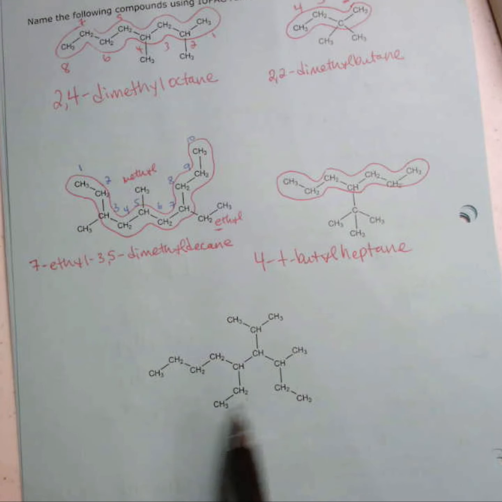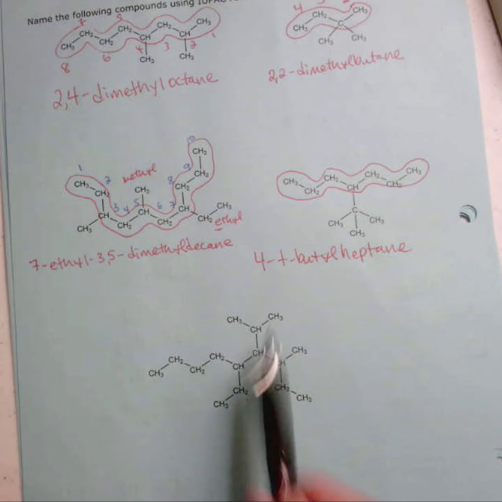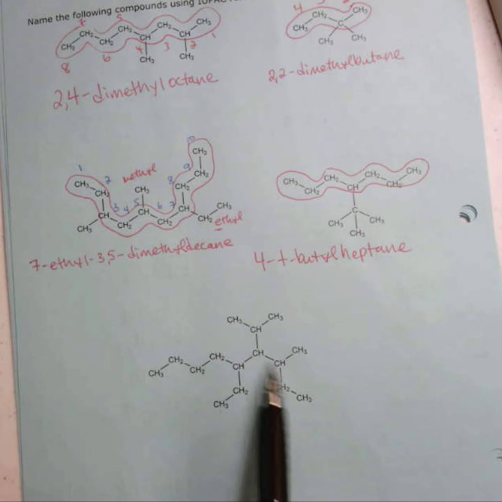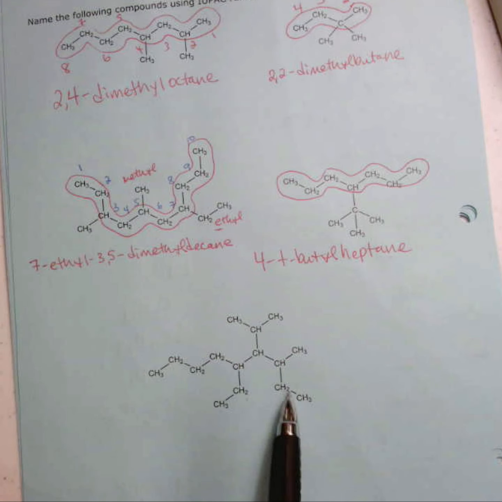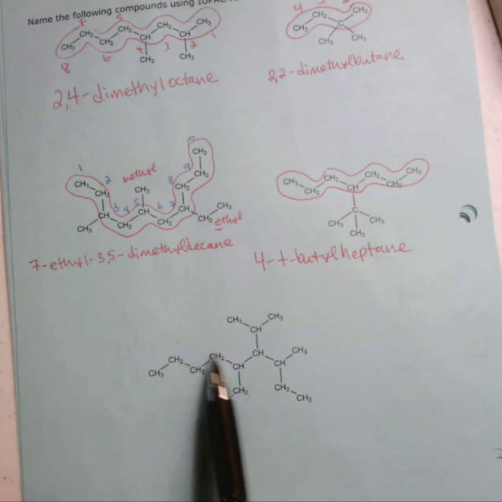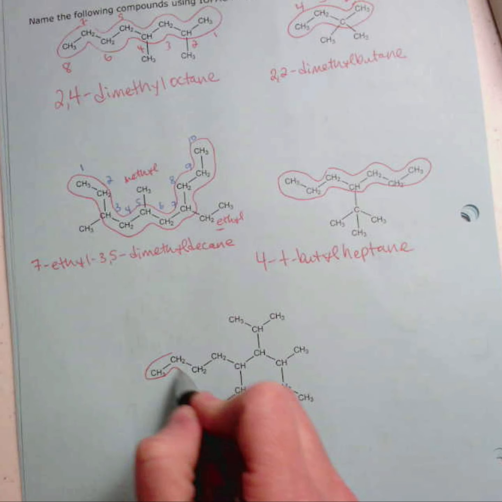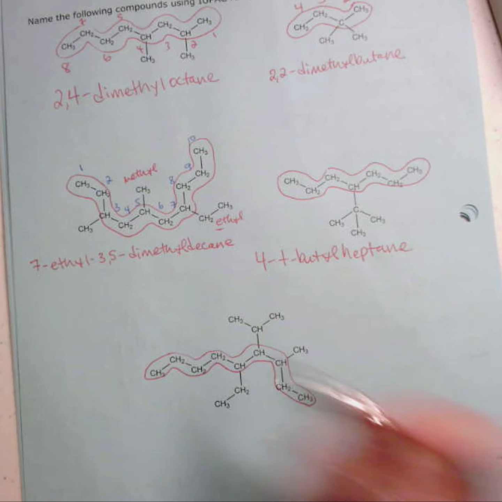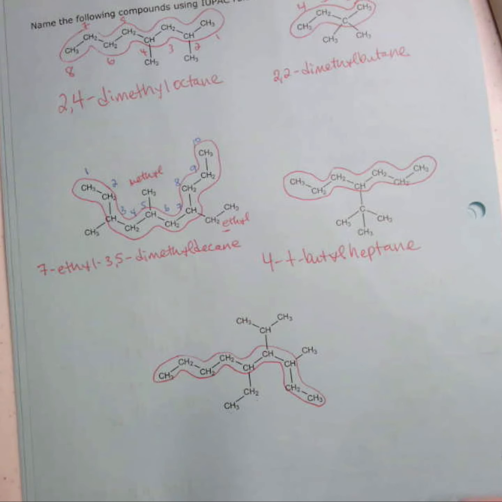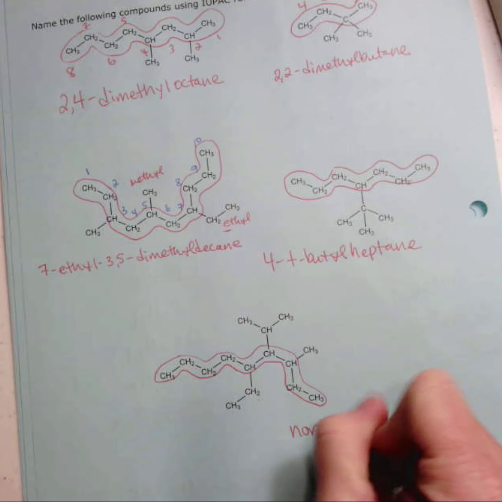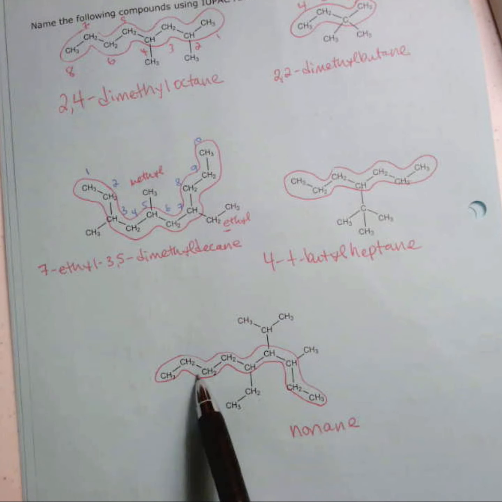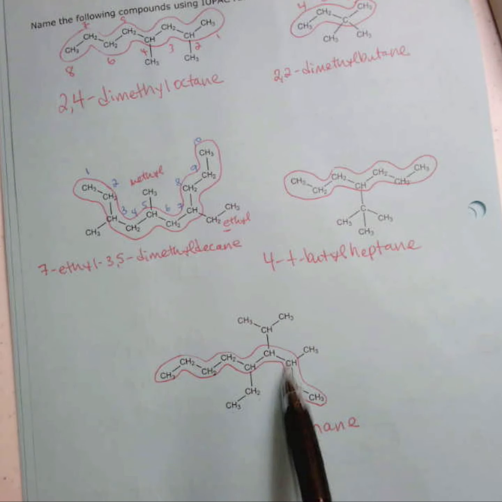Okay, and this last one, 1, 2, 3, 4, 5, 6, 7, 8, 9. All right, here's another stinker, right? This is old man nonane. So we got nonane. And I'm going to start numbering closest to my substituents. So this is 1, 2, 3, 4, 5, and this is 1, 2, 3. So I'm going to go with the 3.